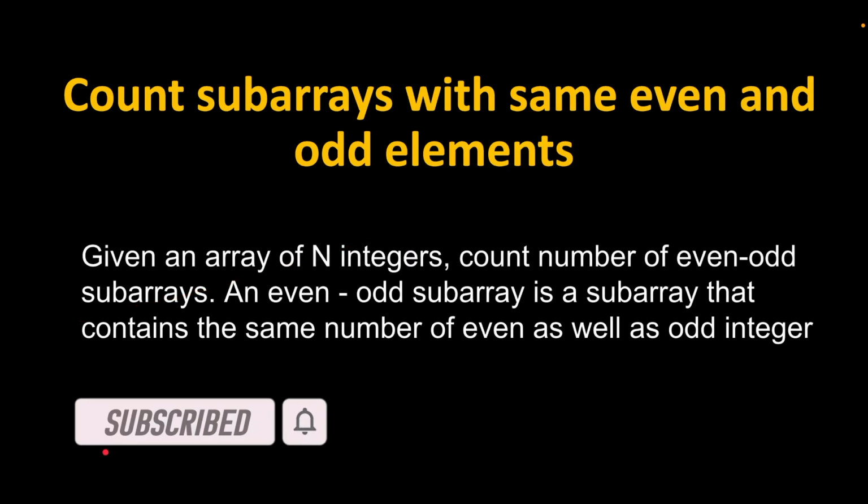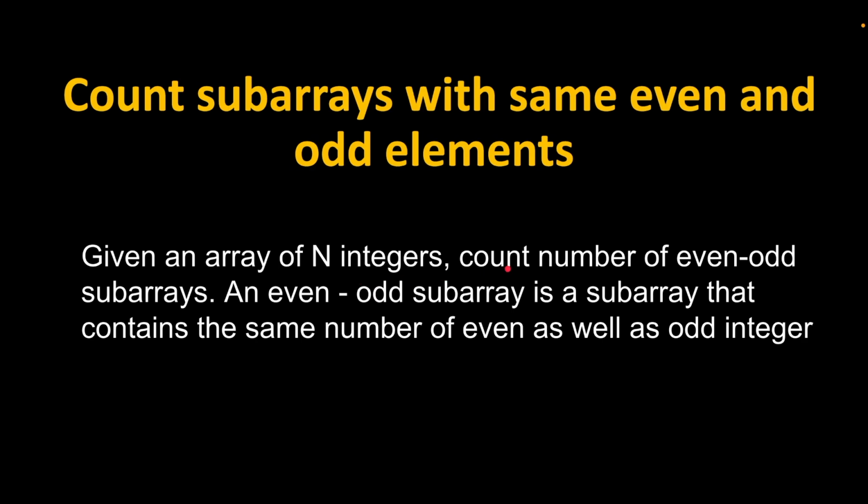Today we will cover counting subarrays with the same number of even and odd elements. Our problem statement is: given an array of n integers, count the number of even-odd subarrays. An even-odd subarray is a subarray that contains the same number of even as well as odd integers.